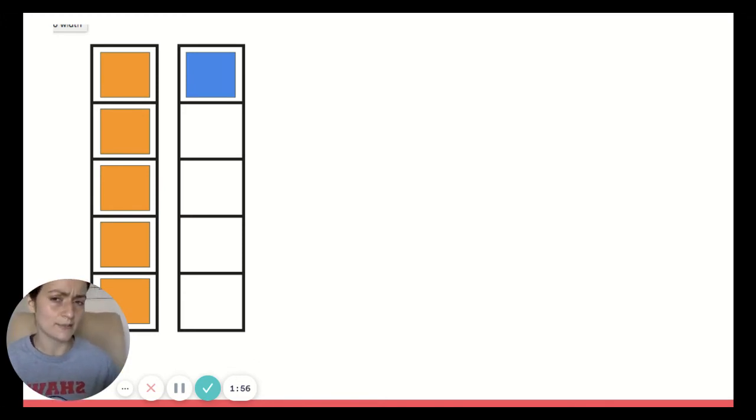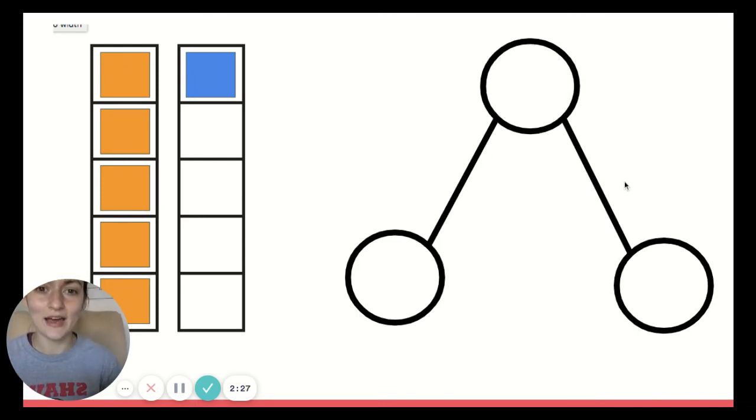Just by looking at this picture, can you tell me how many cubes that I have? Well, I see one 5 frame is all the way filled up. I know that means 5. And then I see another right next to it. Only one of the second 5 frame is used up. So I'm going to say I have 5 and one more. So that would be 6, right? 5 and one more. That would be 6. Let's count. 1, 2, 3, 4, 5, 6. There we go. Now let's put that in our number bond.